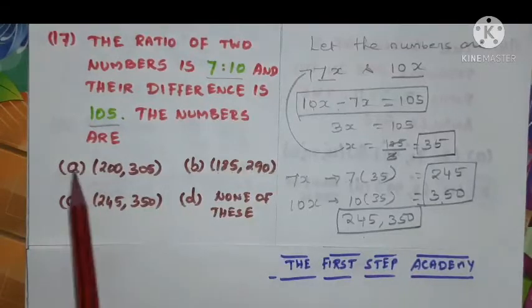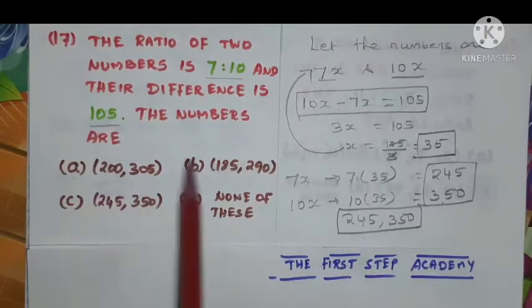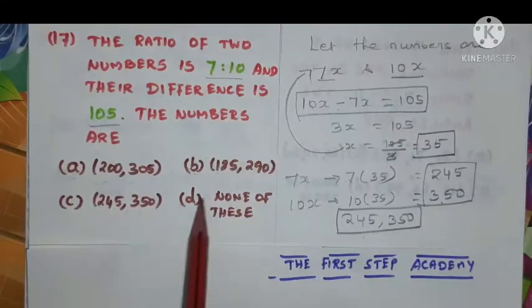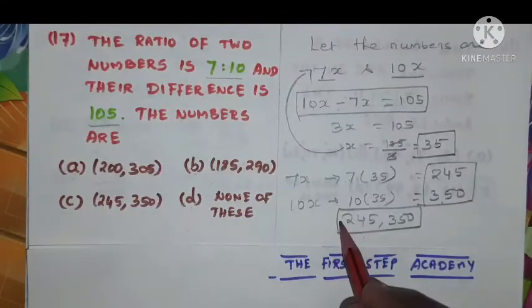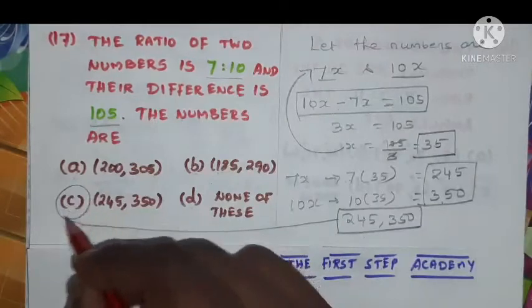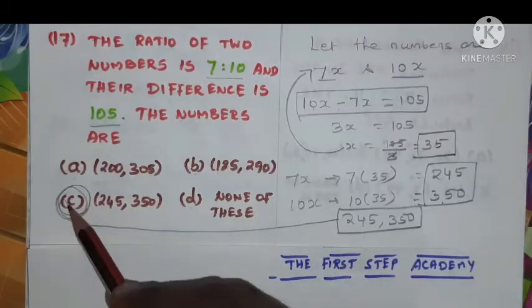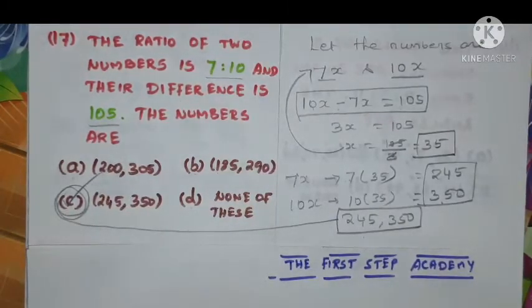Check out the option. Option A 200, 305, option B 185, 290, option C 245, 350, option D none of these. Exactly, the answer is matching with option C 245, 350. Hence, answer for this particular question is option C. Right? Hope you understand. Fine. We'll go to the next one.